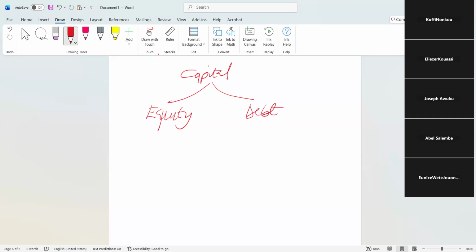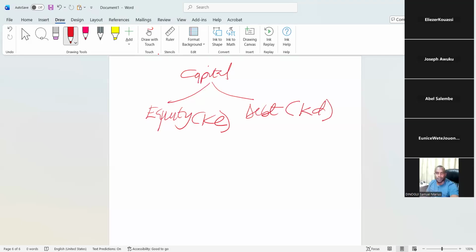Now, if it is equity, the cost that is created for us is called what? Cost of equity, KE, cost of equity. If it is debt, the cost that will be created to us is going to be cost of debt. But we are saying that the student who is going to calculate WACC needs to first of all know the formula that he's going to use for WACC. And the formula that you're going to use for WACC depends on the capital structure of the company.